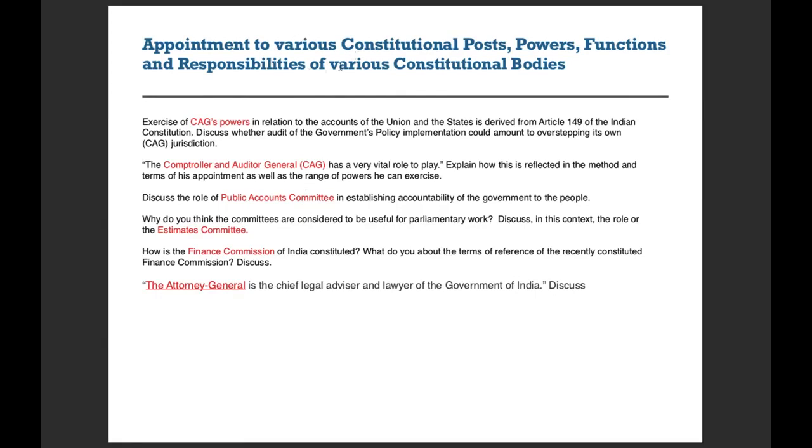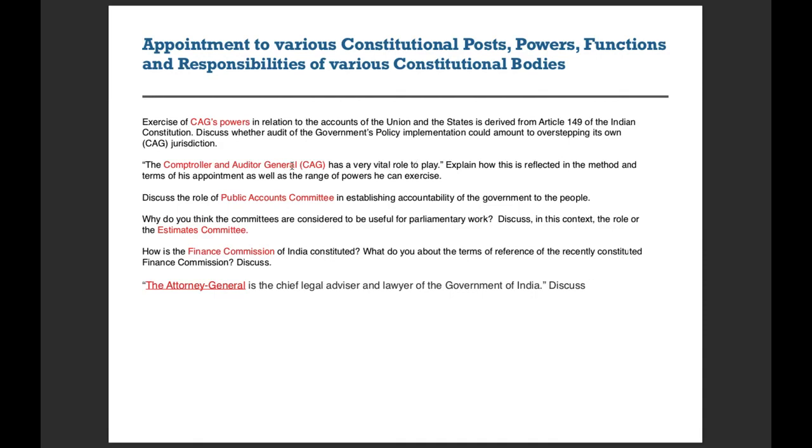Then there have been appointments to various constitutional posts like the CAG: what its powers are and how it does the audit. And again the same question: the exercise of CAG power in relation to the accounts of the Union is derived from this; discuss whether it could amount to overstepping its own jurisdiction. If you have prepared this, you will cover the CAG in a holistic manner. Here they have asked about the Comptroller, who has a very vital role to play. If you have prepared this, you can easily answer these questions.